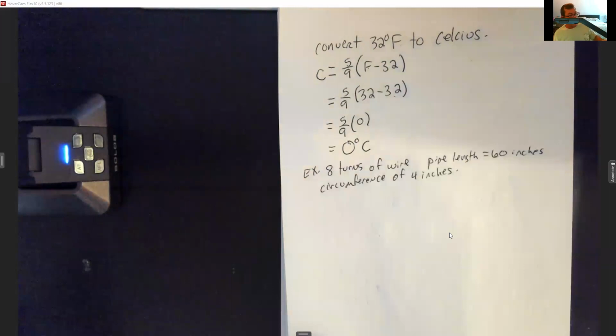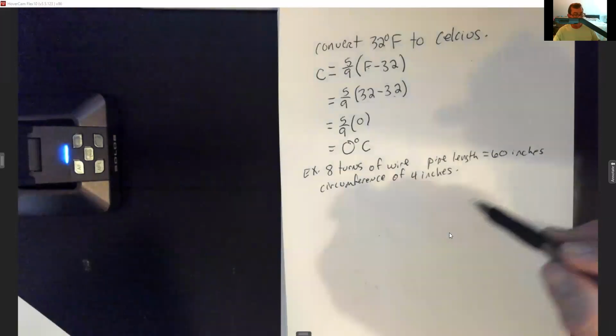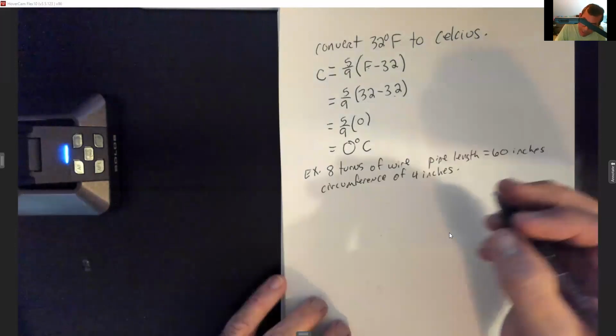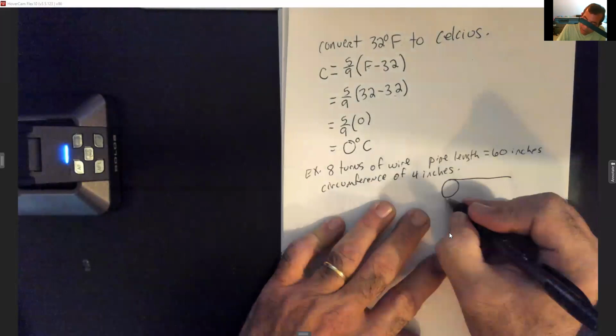So that the wire reaches evenly from the top of the pipe to the bottom. So they got a pipe and they just wrap the wire around it. They want to know what is the length of the wire. So let me draw what I got. Here's my pipe. So I got me a pipe.